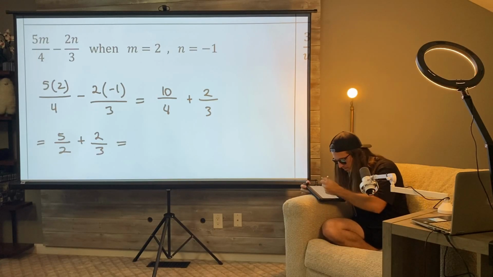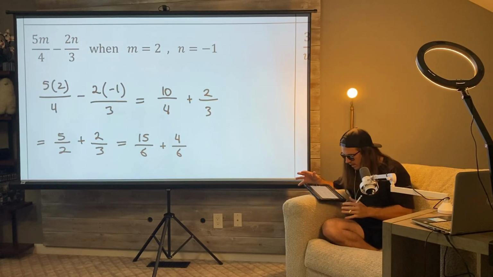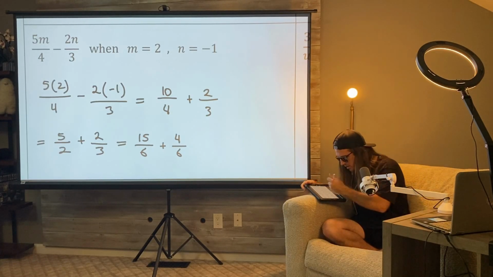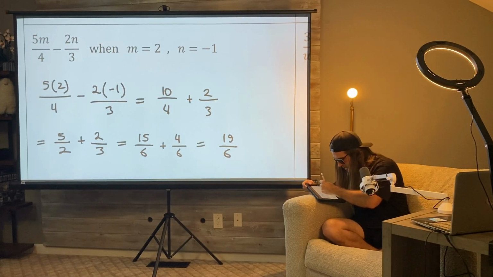This is going to be 15 over 6 plus 4 over 6. What in the... Yeah, hold up. Times 3, times 2. Good. Which is 19 over 6. And that's the answer here.